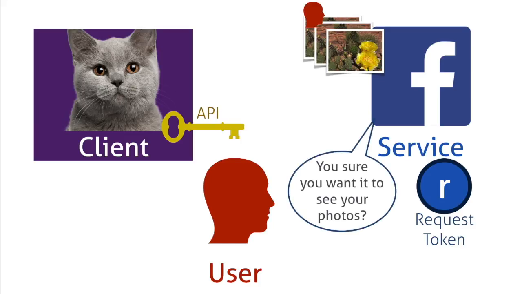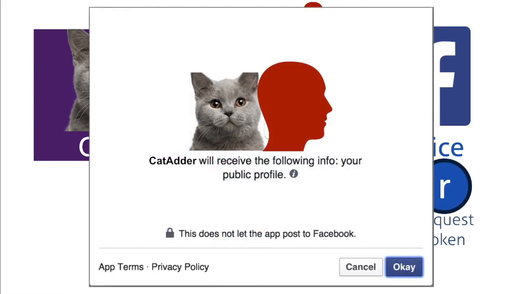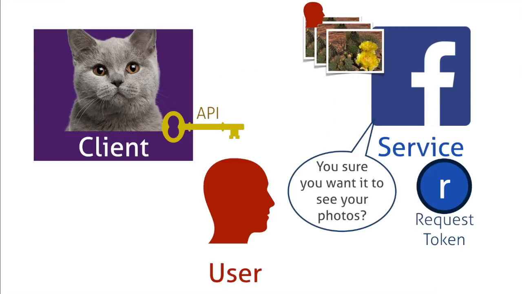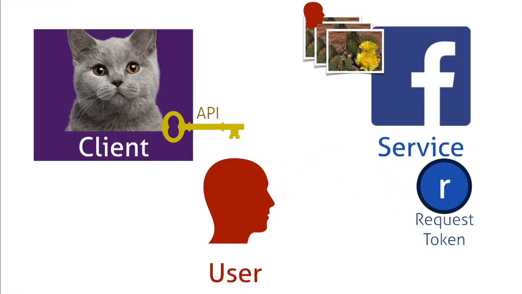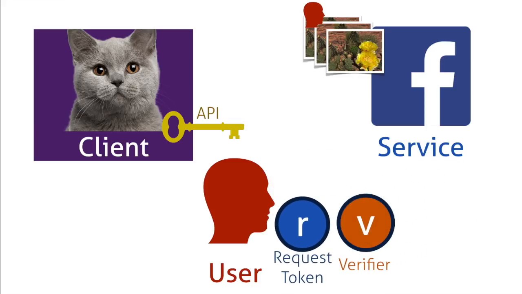The service asks if it's okay for the client to see their photos, and that question usually comes in the form of a dialogue like this, where Facebook is asking if it's okay for the client to see certain things. So it's essentially asking if it's okay for cat_adder to see your photos, and the user says yes. And then Facebook verifies this request token by giving the user back the request token and a verifier, which is proof that the user entered the correct password.